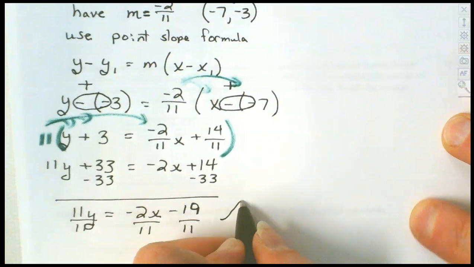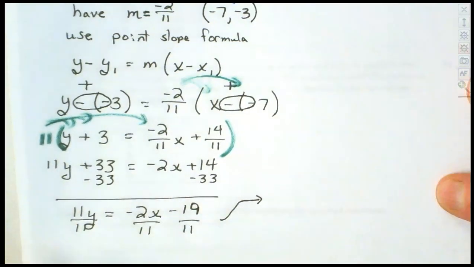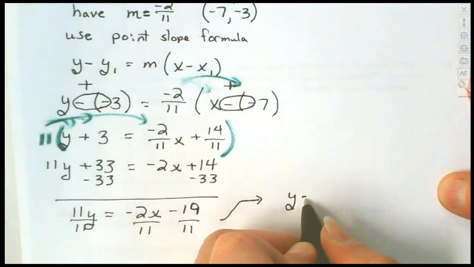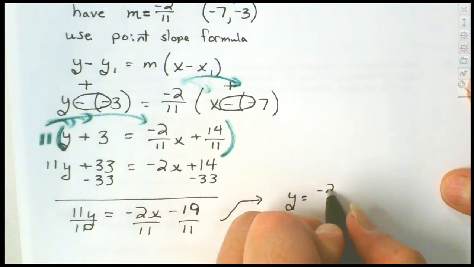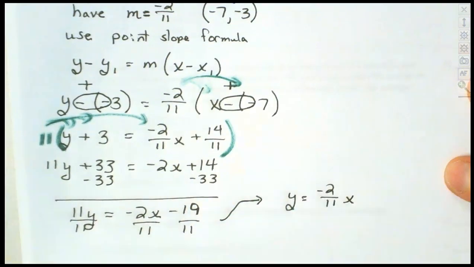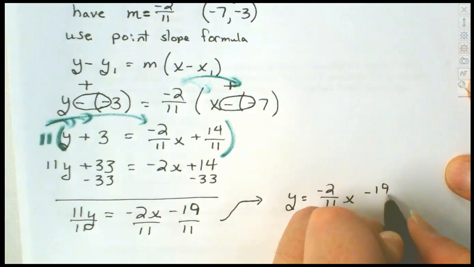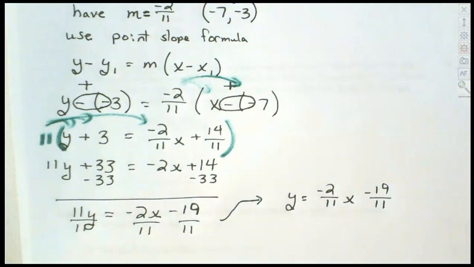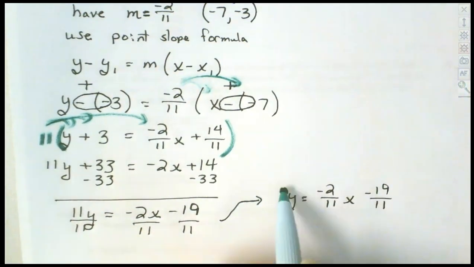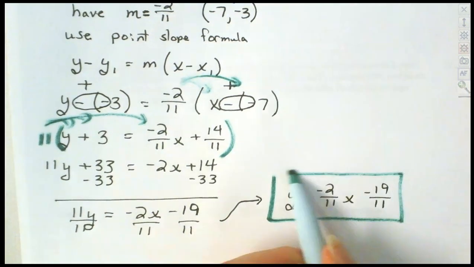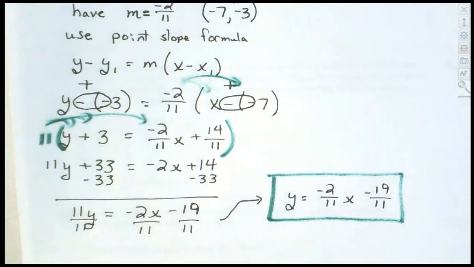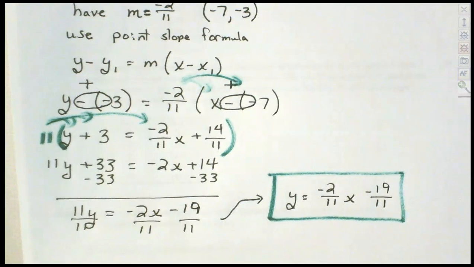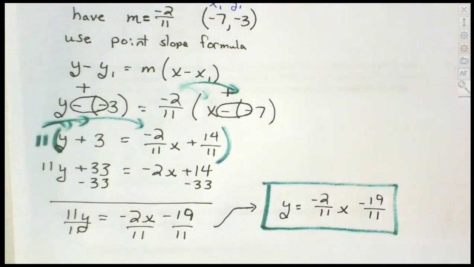So now we've got our answer, the slope-intercept form, which is y equals minus 2/11 x minus 19 over 11. And I know these are difficult just because of the algebra. There's a lot of steps, and so we just have to remember what to do. Two points, find the slope, use the point-slope formula.